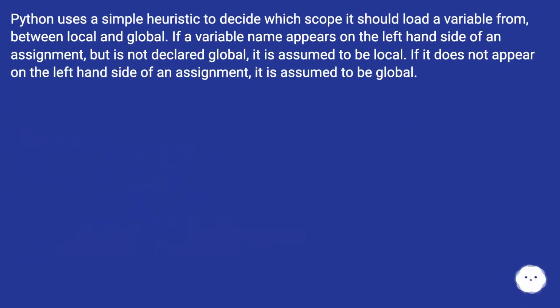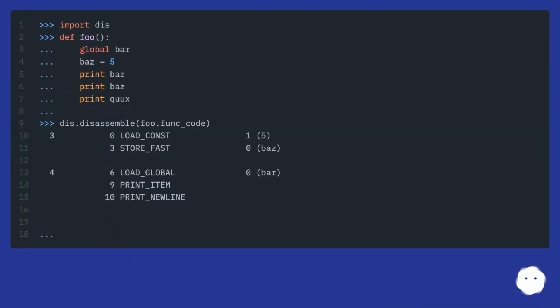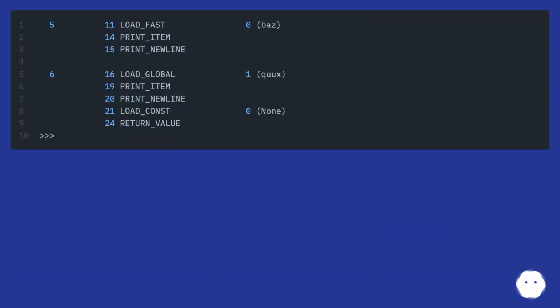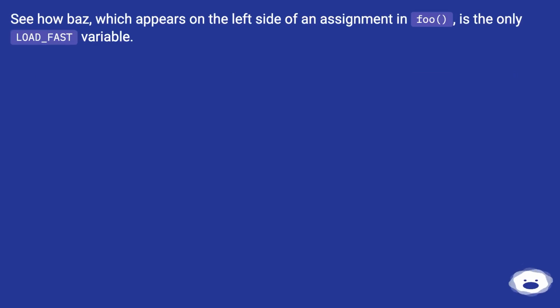Python uses a simple heuristic to decide which scope it should load a variable from, between local and global. If a variable name appears on the left-hand side of an assignment, but is not declared global, it is assumed to be local. If it does not appear on the left-hand side of an assignment, it is assumed to be global. See how baz, which appears on the left side of an assignment in foo, is the only LOAD_FAST variable.